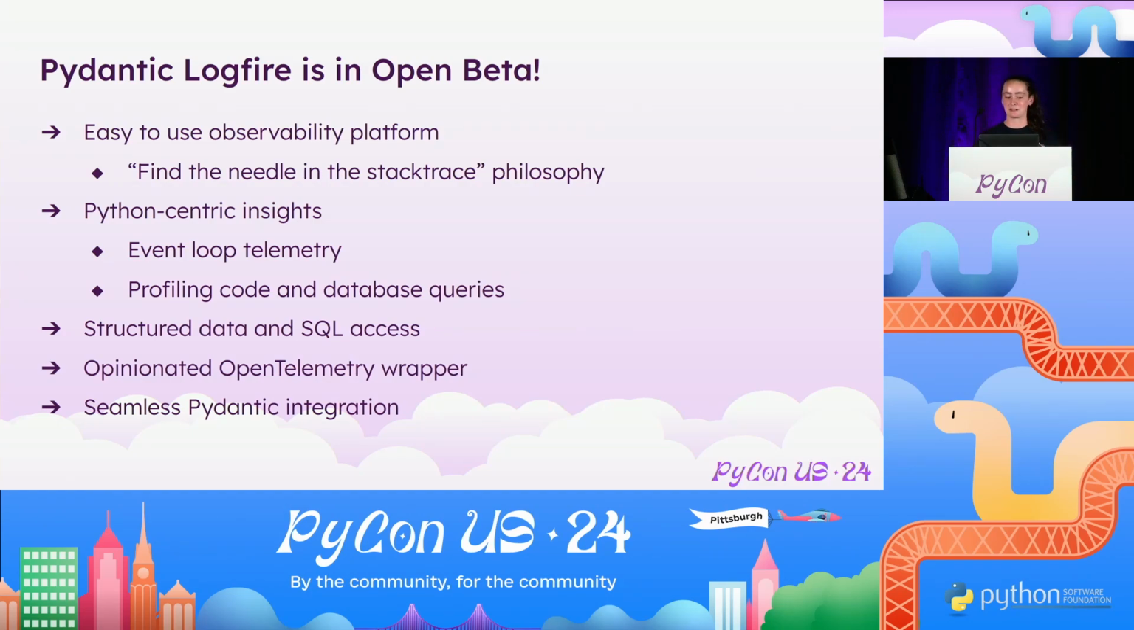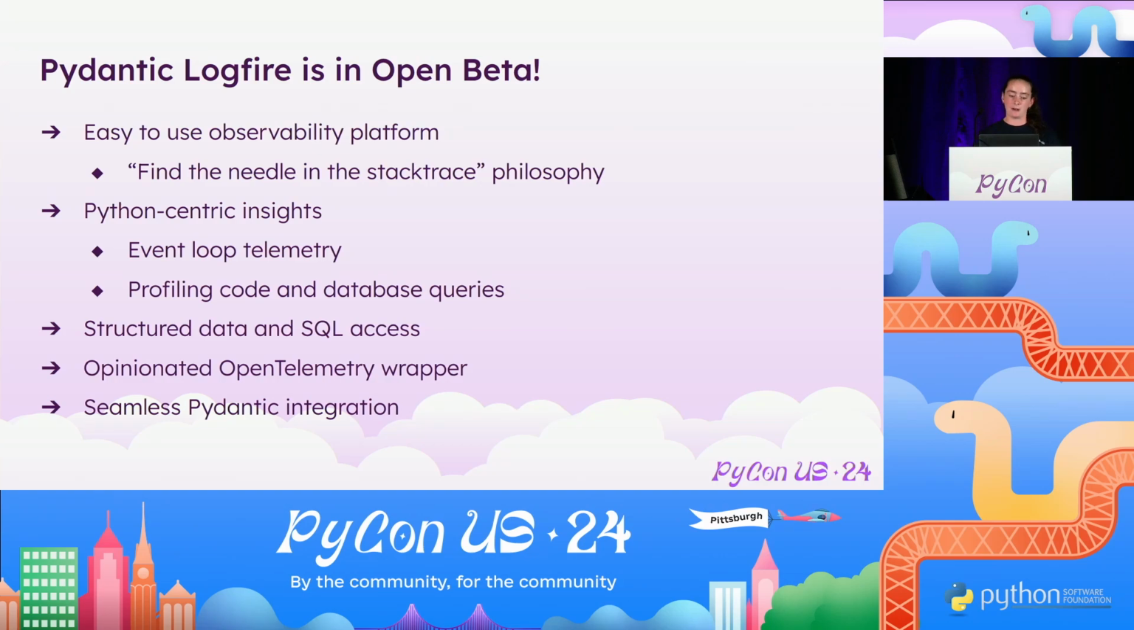Our booth set up down below has some great graphics, but I'll just cover a couple of the benefits here. So it's an easy-to-use observability platform, and we use this kind of find the needle in the stack trace philosophy. Unlike other observability tools, we're really Python-focused, and so we have this Python-centric idea around it. We offer event loop telemetry and then also profiling your code. One of the most unique things that we offer is this nested log structure. Whereas most logs have really taken this one-dimensional form that doesn't really make a ton of intuitive sense, given that code is often nested, recursive, et cetera, we actually offer nested logs.